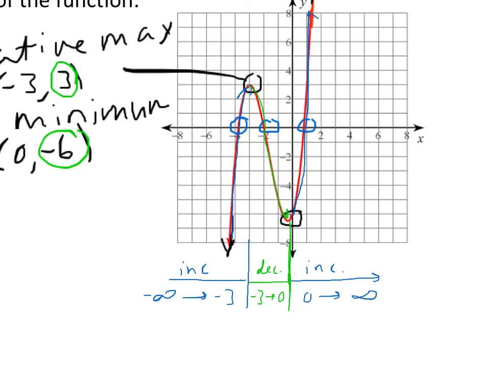So again, we're always going left to right, and we're describing what the red line, in this case, what the function is doing as we go left to right. So it goes up from -infinity to -3, and it goes down on the x-axis from -3 to 0, and then from 0 to +infinity, it goes up and up, so it's increasing. So we would write our final answer as, from -infinity to -3, it is increasing. From -3 to 0, it is decreasing, and from 0 to +infinity, it's increasing again.